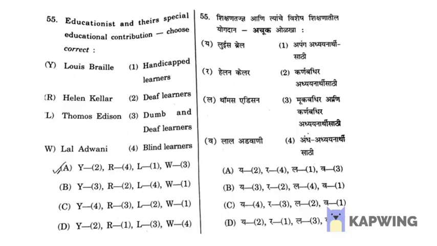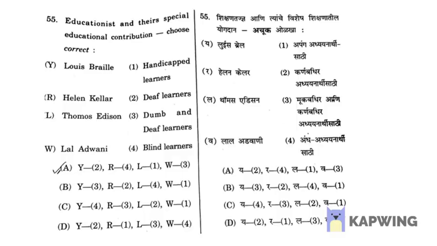C is the correct answer here, because Braille language is for blind learners. It was developed by Louis Braille. So only Y for 4 is at C. Other options, again I will tell you: Lal Advani is a social worker who is working for disabled people, so it is for 1. And Thomas Edison, many of his inventions have helped deaf learners. He was the first person to invent the microphone, not exactly the microphone, but the audible devices.